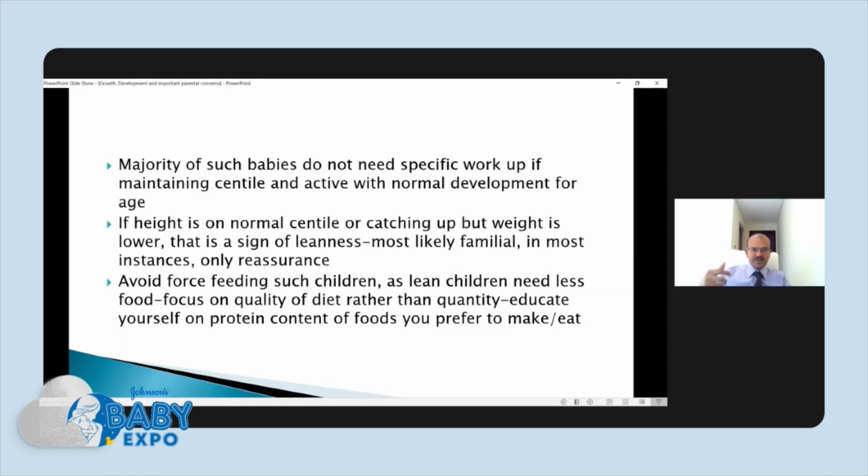Avoid force feeding the children. Lean children need less food. So again, because the child is lean, they may eat less than the other sibling. And focus on the quality rather than the quantity of the food.